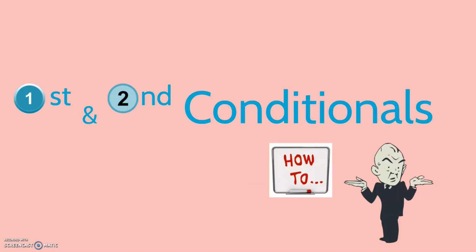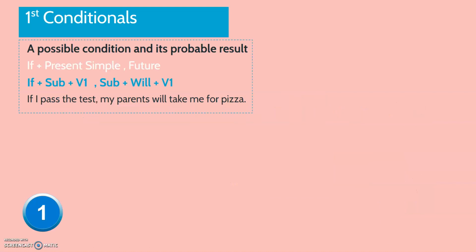So, how do we create sentences with first and second conditionals? Well, it's not difficult. First conditionals look at a possible condition and its probable result. So something that can realistically and easily happen, and what would be the result of that happening. For example, if I pass the test, my parents will take me for pizza. It's not impossible to pass the test. And being rewarded with pizza is not unrealistic. Okay? If I pass the test, my parents will take me for pizza.